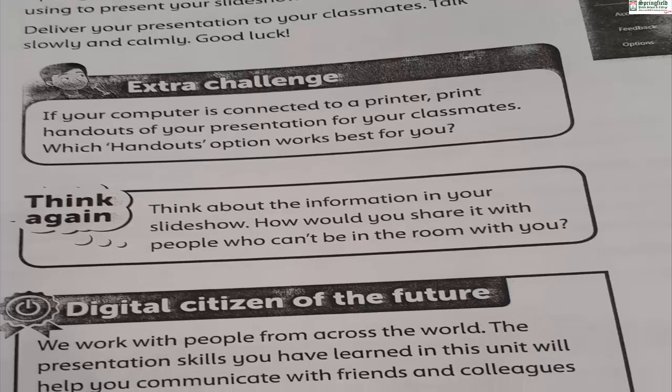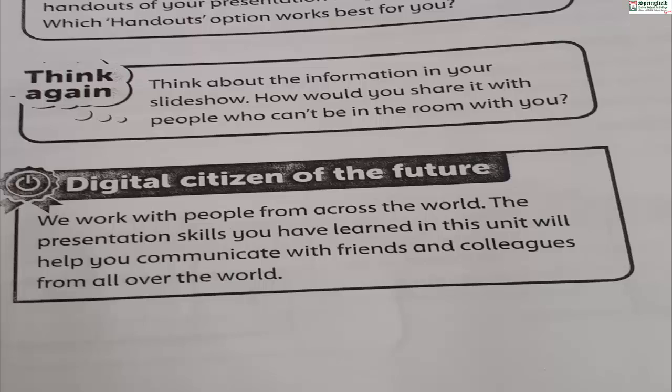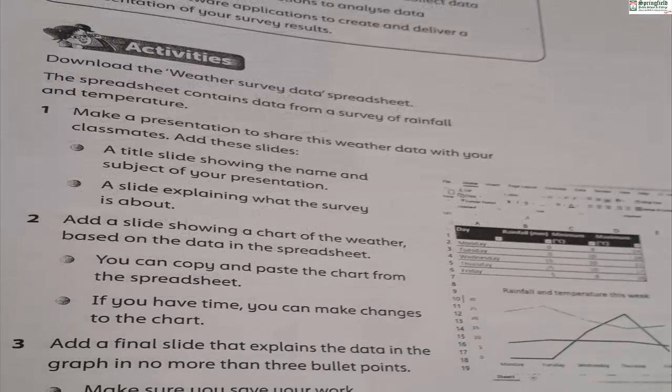Now, the Digital Citizen of the Future dialog box says, we work with people from across the world. The presentation skills you have learned in this unit will help you communicate with friends and colleagues from all over the world. Now, there is an activity. You have to download the weather survey data spreadsheet. The spreadsheet contains data from a survey of rainfall and temperature, and then you have to make a presentation on it, okay? So these are the points, just read them carefully.